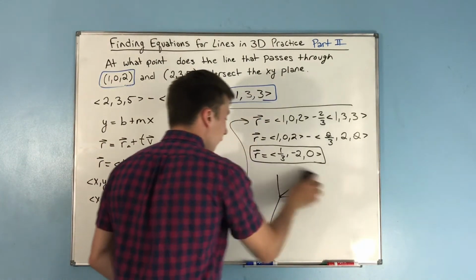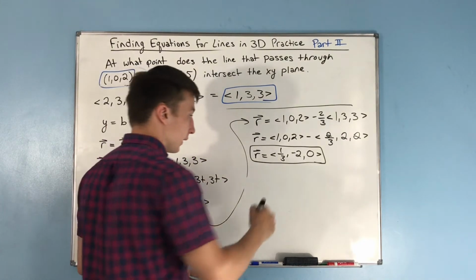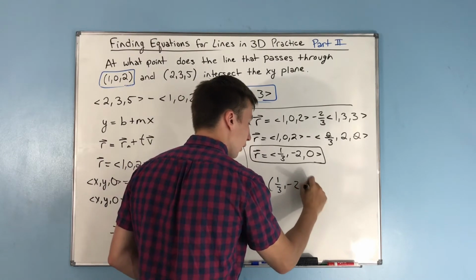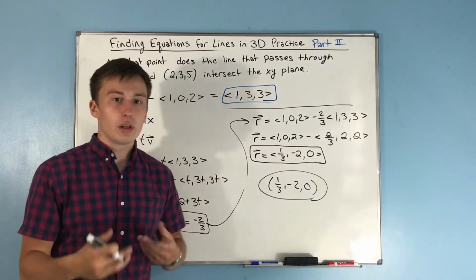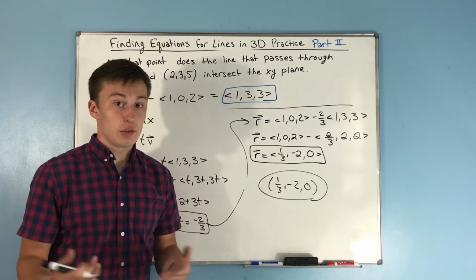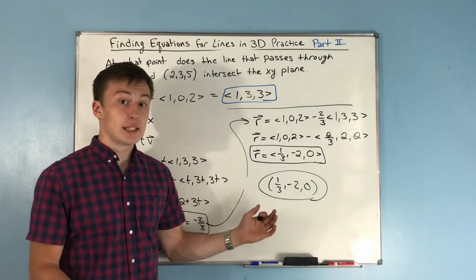So don't circle this as your answer. That's a position vector. It's not a point. Your point is what this vector points to. And since it's a position vector, it starts at the origin. Literally it's the same numbers, but now you put in parentheses, and you don't get a point off on your test. So just make sure not to make that mistake.